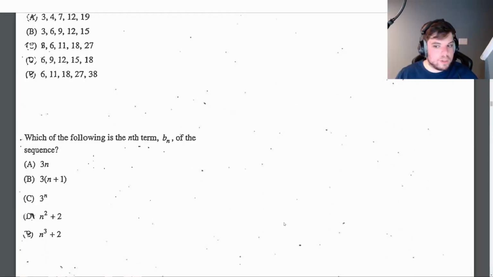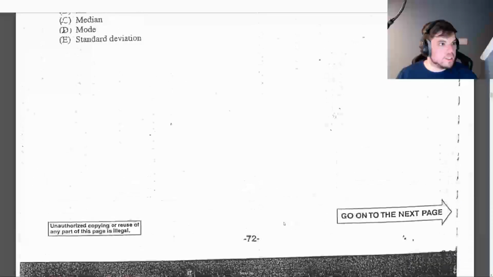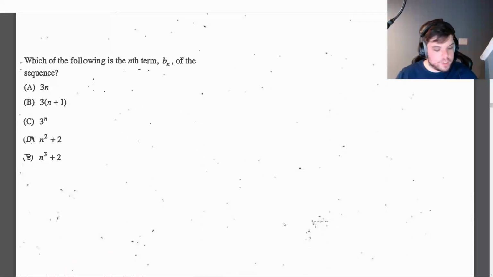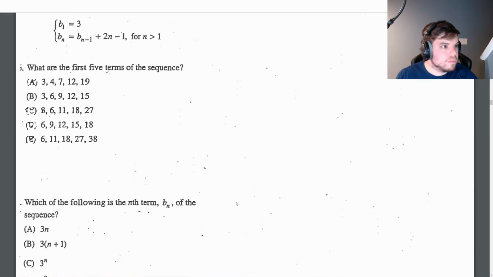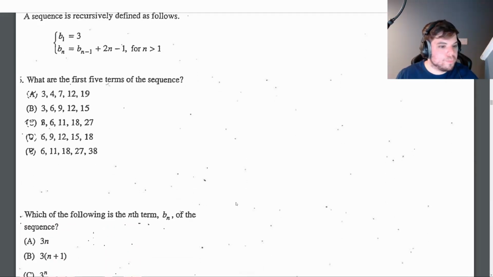All right, this is number 17 because this was 16, right? This was 15, so 16, this is 17. We are on 17 here. Which of the following is the nth term? We need to use this. So, which of the following is the nth term of the sequence?